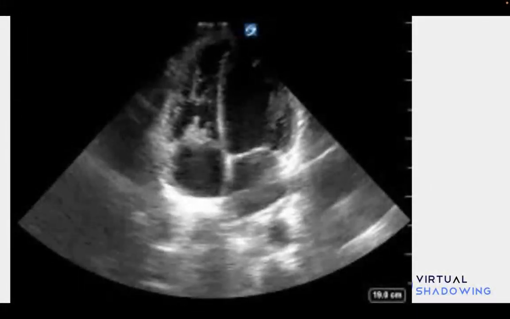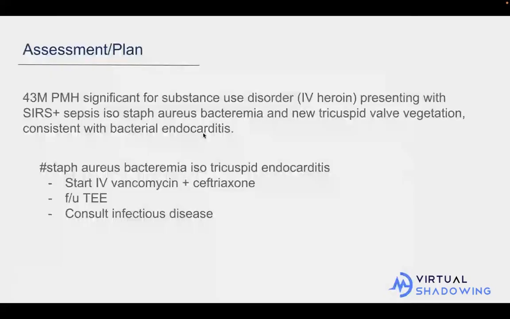So which valve do we see some vegetation on? Right ventricle. Yeah, this tricuspid valve right here, it should look nice and clean like a line here. It has all this junk on it. So this looks like endocarditis to me.